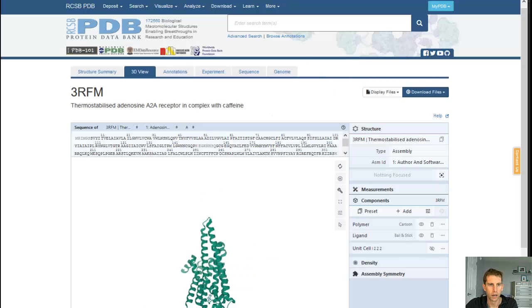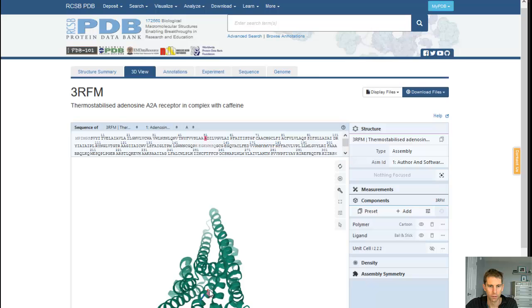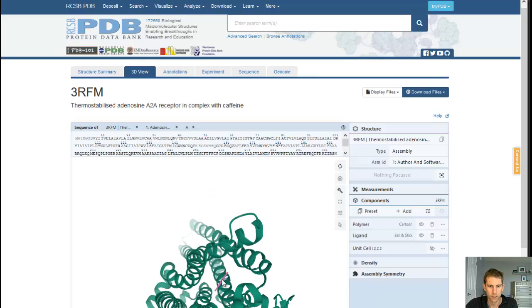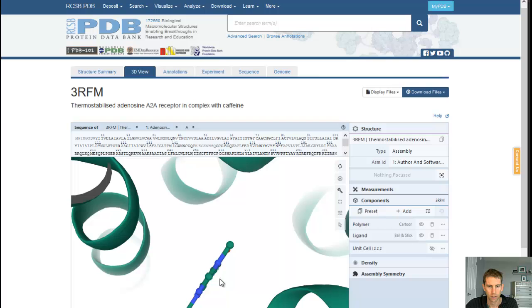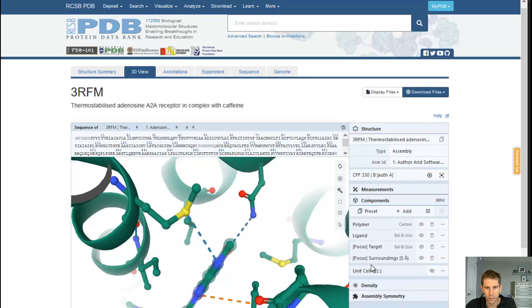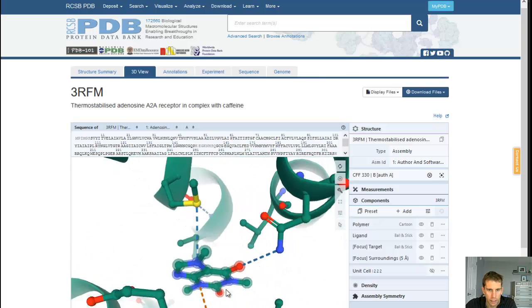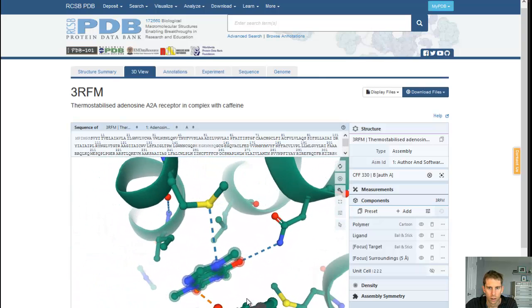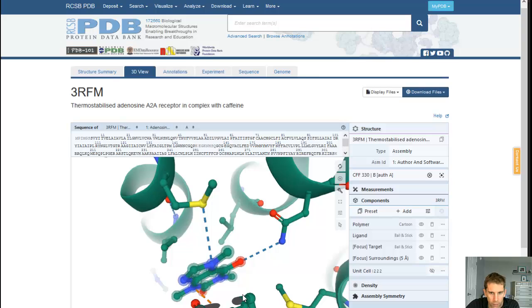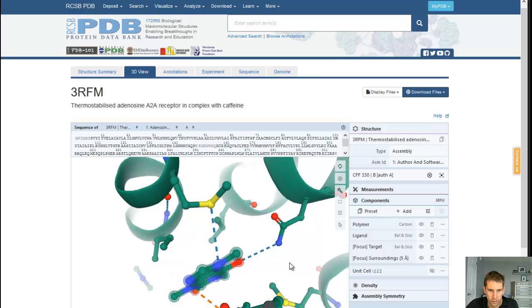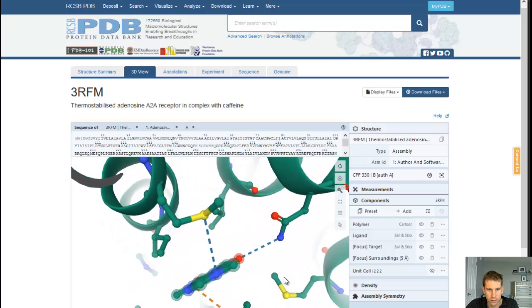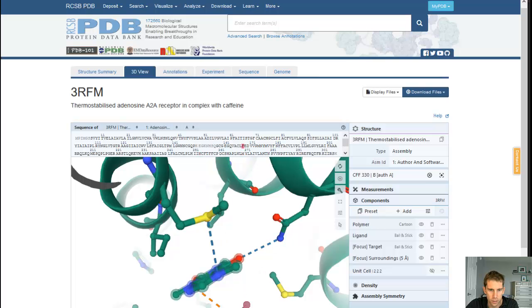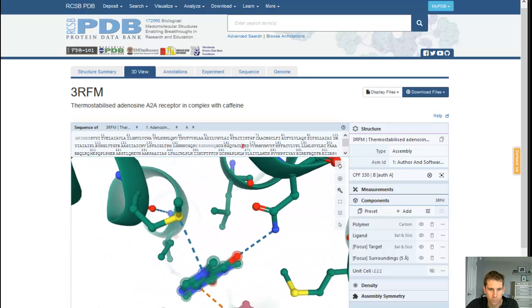So going back to the 3RFM structure here, I've basically zoomed out. We're essentially going to start from scratch. I'm actually just going to hover over caffeine, click it to select it. Again, we have our model of our ligand, which is caffeine, as well as our target area and the surroundings. So essentially the 5 angstrom surrounding area of this. You can again see the interactions this has with our methionine, with our asparagine, with our phenylalanine here.